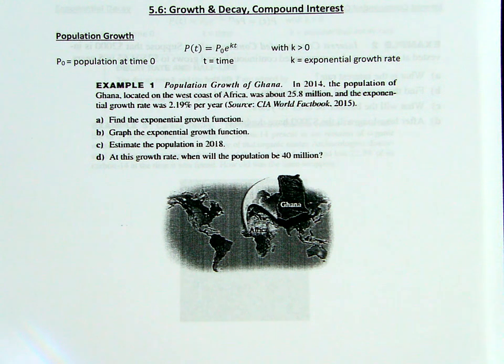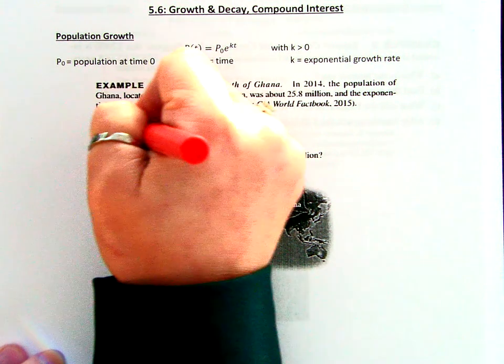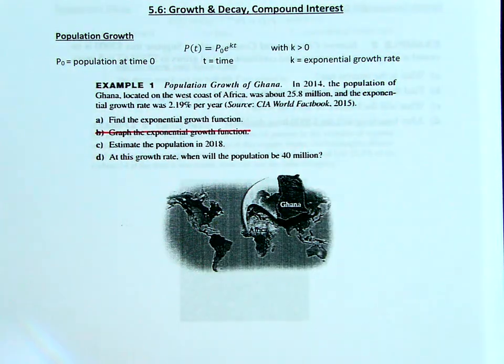Okay, so 5.6 is really word problems, so there's not really any notes. I made the handout so you have the problems available. For this first example, you can mark out step B. We're not going to graph any of our exponential growth functions for this section, so we're going to skip that part. But 5.6 is all about exponential growth and decay, and then using exponentials to talk about compound interest.